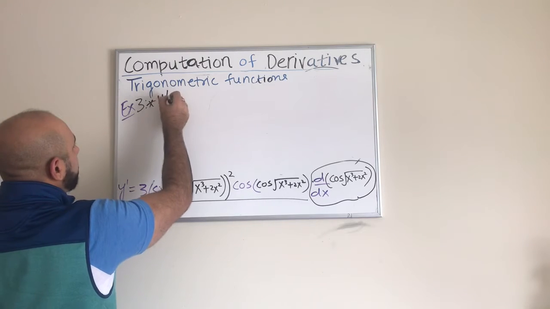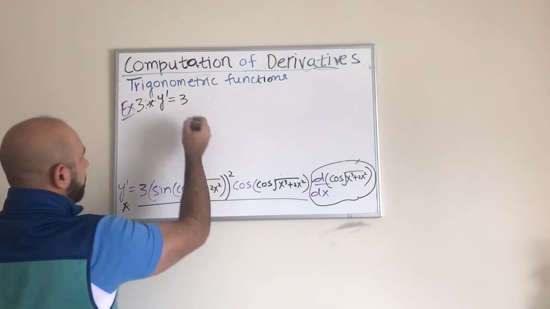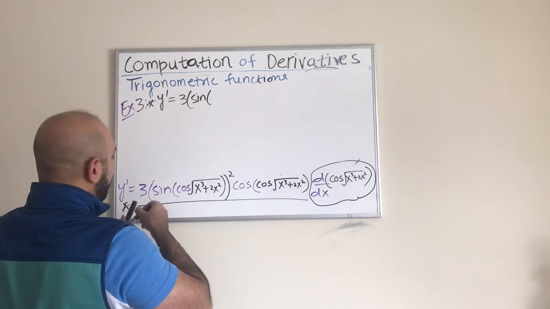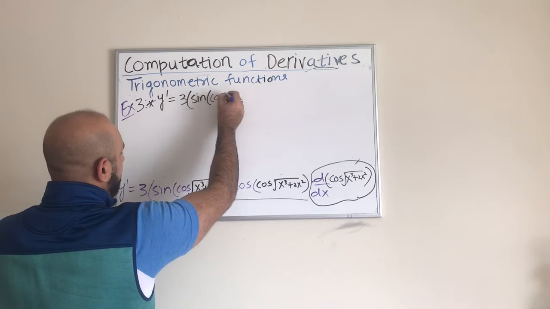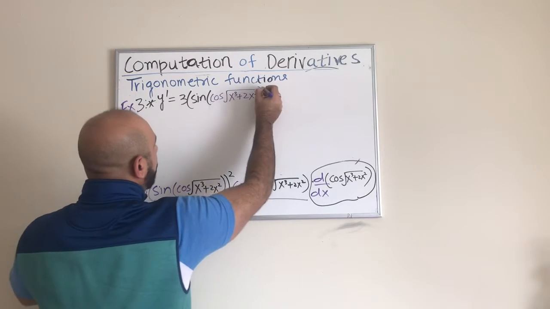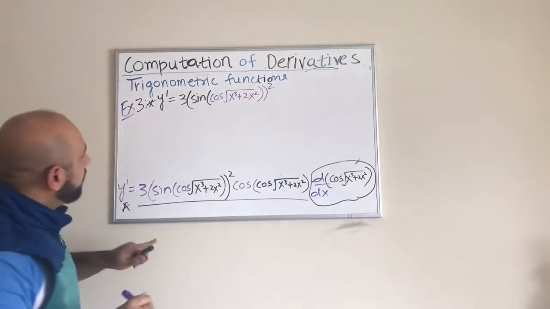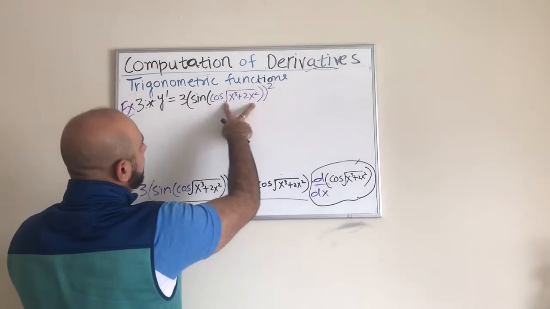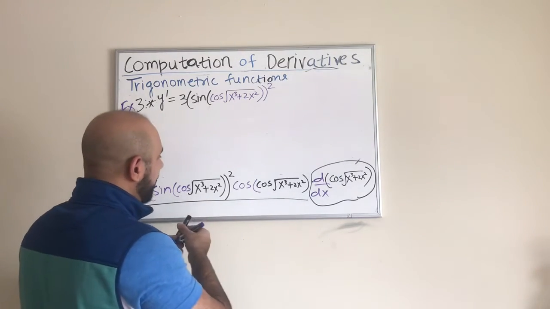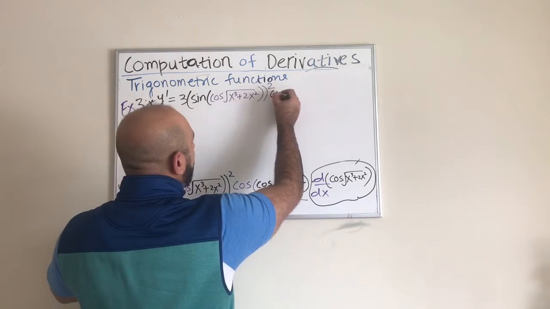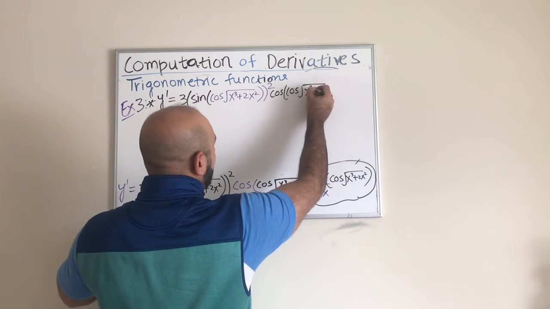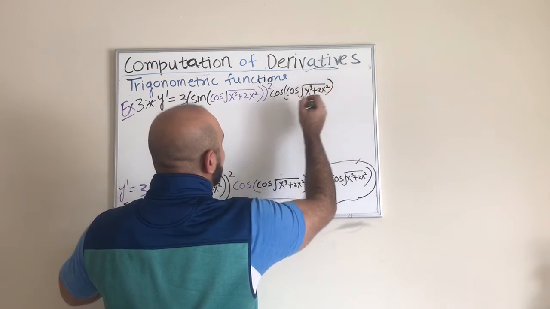So I have y prime equals 3, and then I just have to rewrite most of the stuff. Sine of the cosine of radical x cubed plus 2x squared, whole thing squared, right? Let's be careful, because there's an inner parentheses here, and then you have to close the outer parentheses, and then you have to multiply this guy by the cosine of this. Cosine of the radical x cubed plus 2x squared, and then guys, times.